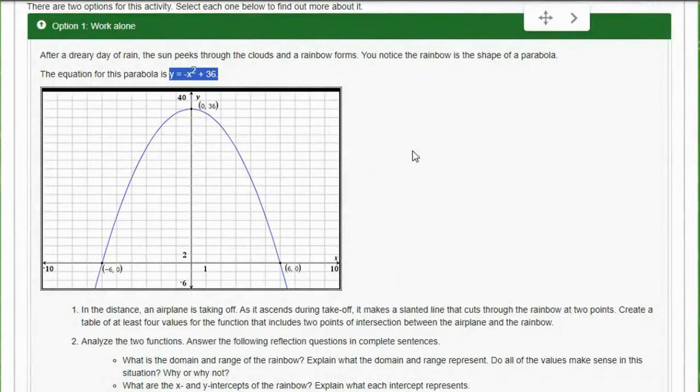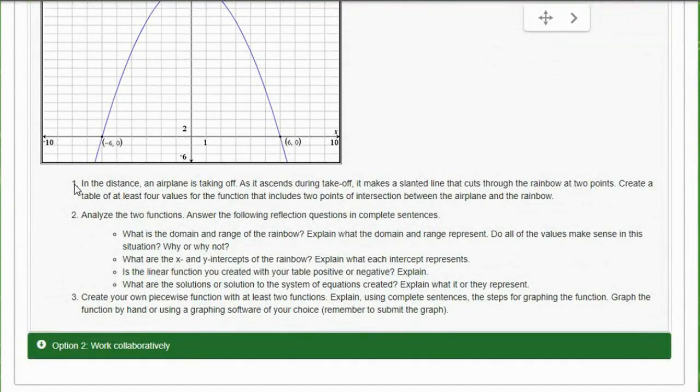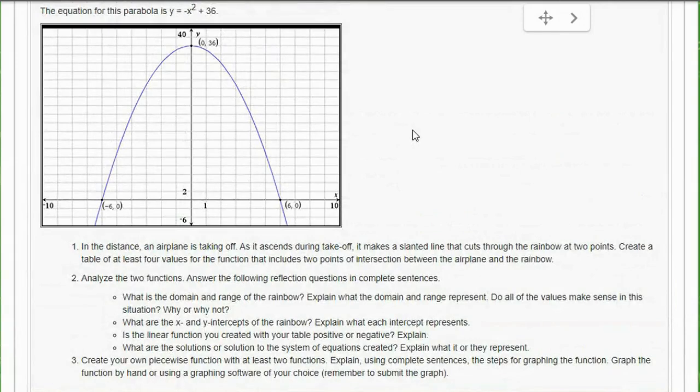Now it says, here's 3 parts to the assignment. All right, 1, 2, and 3. You need to answer 1, 2, and 3. Number 1, in the distance, an airplane is taking off. As it ascends during takeoff, it's going to make a slanted line, not a straight up and down line, that will cut through the rainbow at 2 points. Well, that makes sense, right? If you got a rainbow, the airplane's going to go right through the rainbow in 2 places. Boom, boom. It can be upward this way or upward that way, whichever.